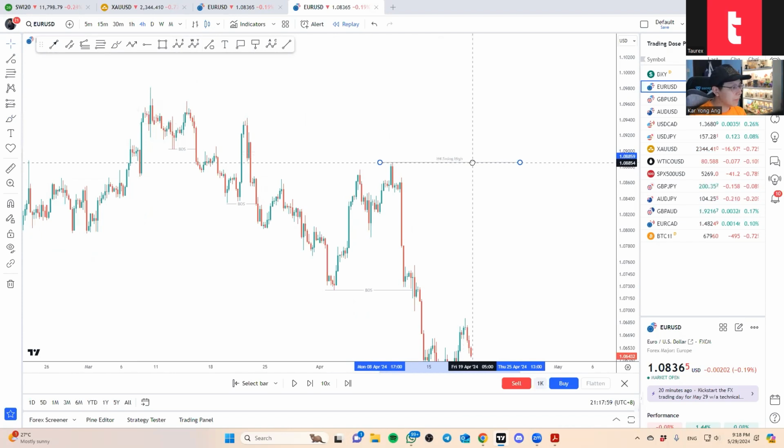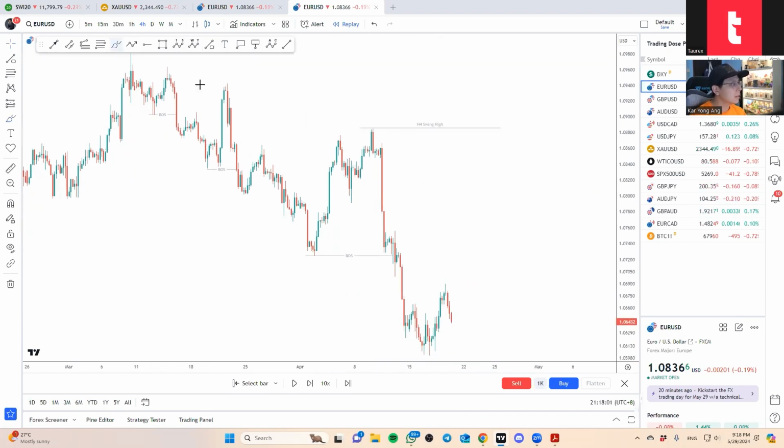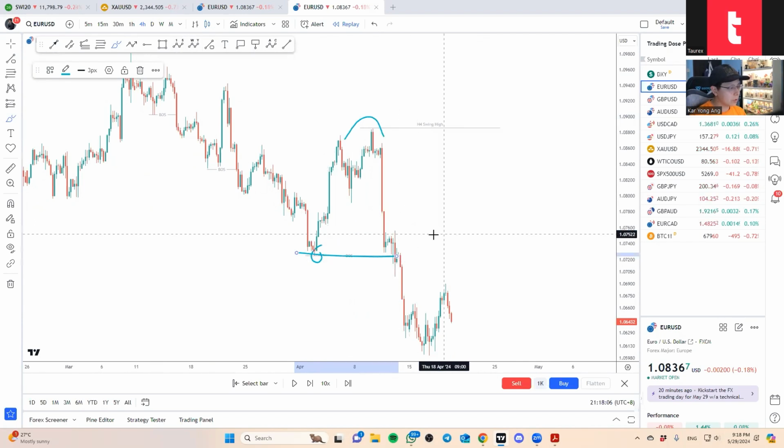This now became a swing high, right? Why? Highest point of a retracement that causes the break of structure. Swing high, break of structure, right? So the market keeps going down all the way, okay?